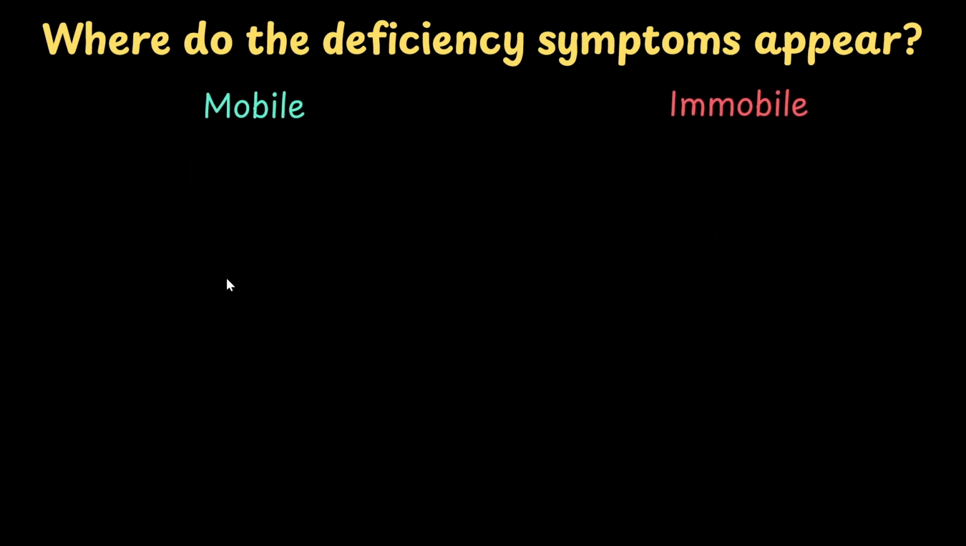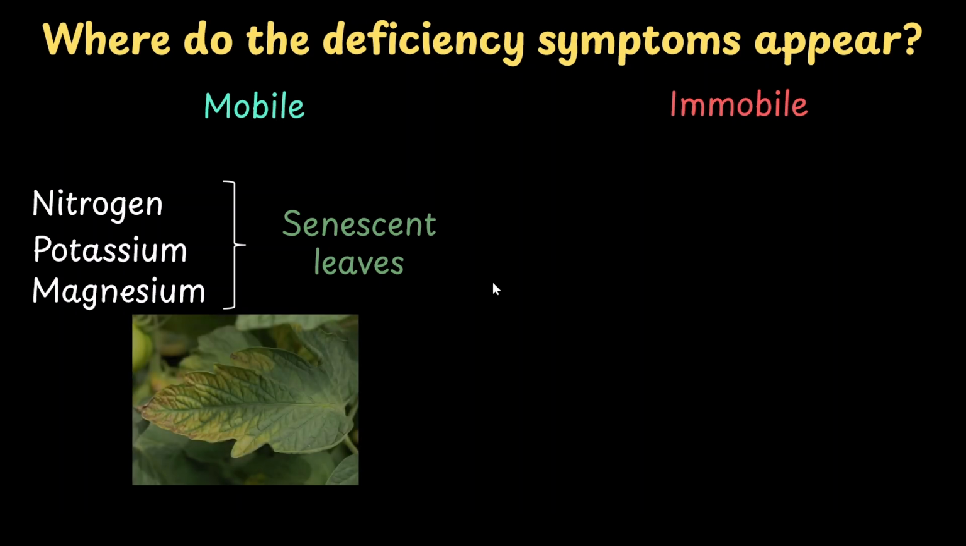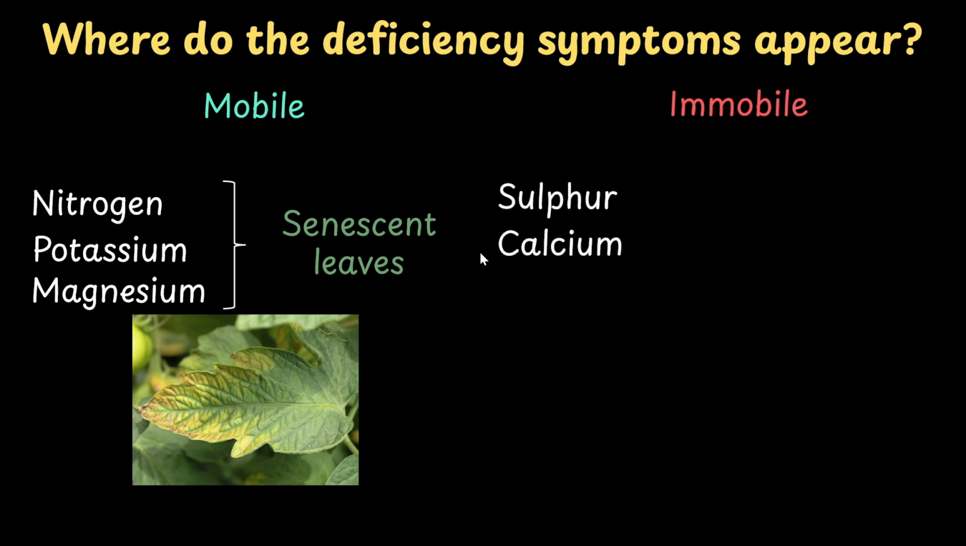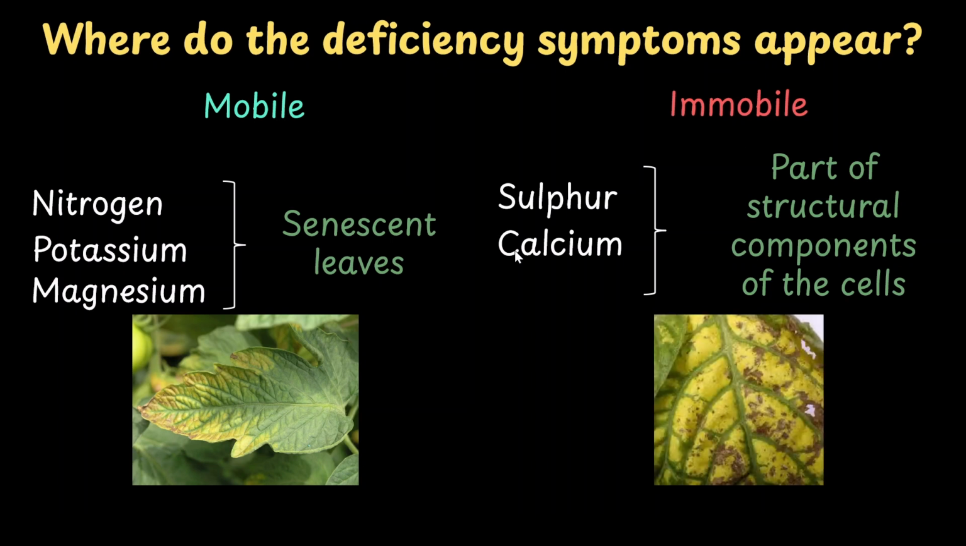The deficiency symptoms of mobile elements like nitrogen, potassium, and magnesium first appear in the senescent or old leaves. Although these are part of biomolecules, they are broken down and mobilized to the younger tissues. Immobile elements like sulfur and calcium are the structural components of the cell, and therefore they are not easily released by older tissues, and so the symptoms start appearing first in the younger tissues. This particular aspect of mineral nutrition is very important to understand in agriculture as well as in horticulture.